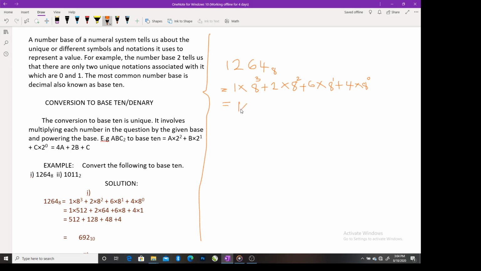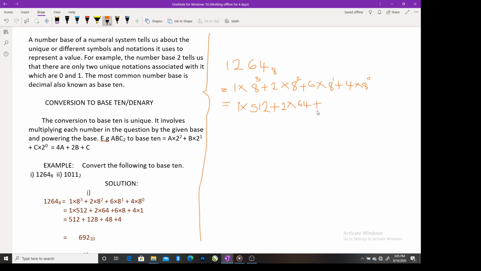We have 1 times 512, plus 2 times 8 raised to the power 2. What is 8 raised to the power 2? 8 times 8. That is 64.